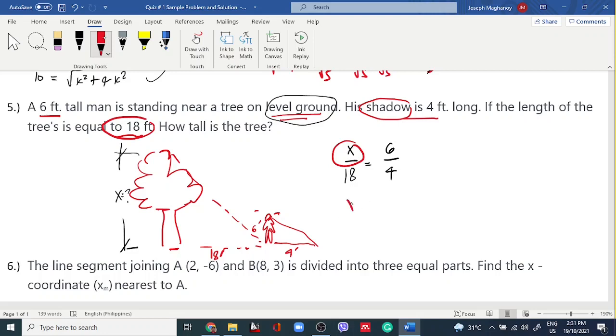So finally, the height of the tree is equal to what? So you're going to multiply, this is 16 times 18 over 4. Or that is equal to 27. Okay? So ratio and proportion lang yung ginamit niya dito. Nagkakaiba lang, depende how you interpret the problem.